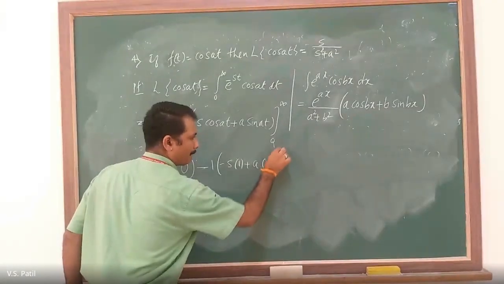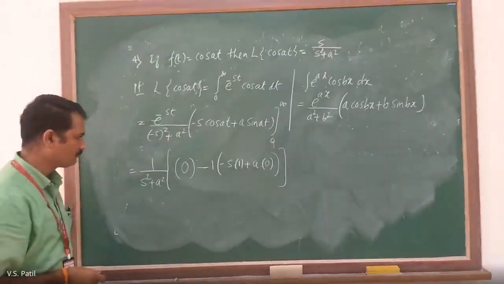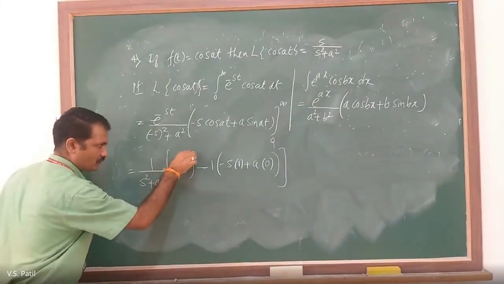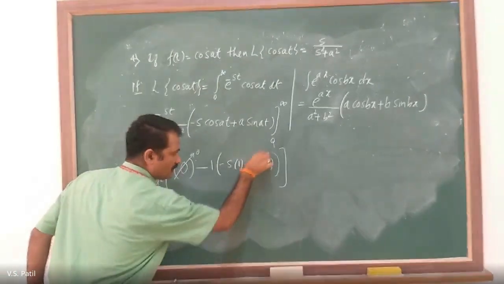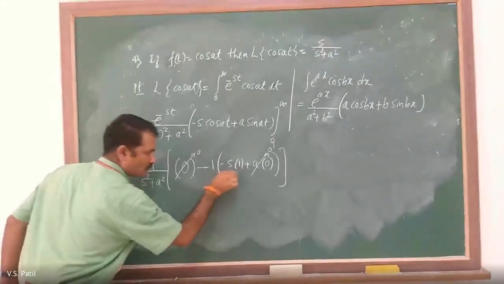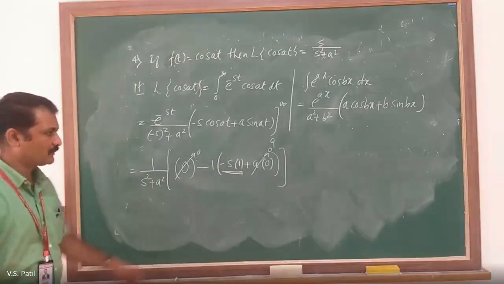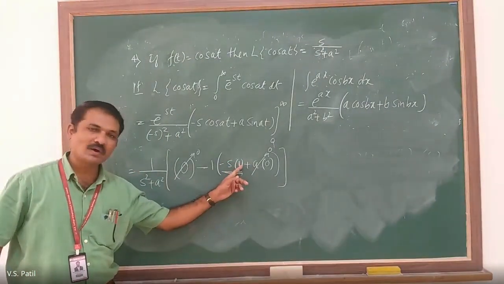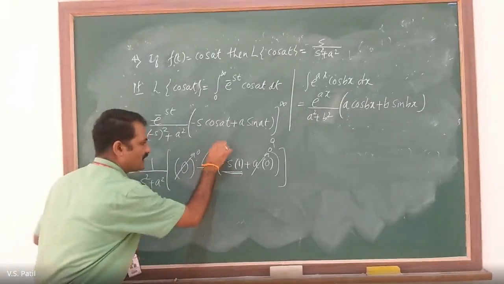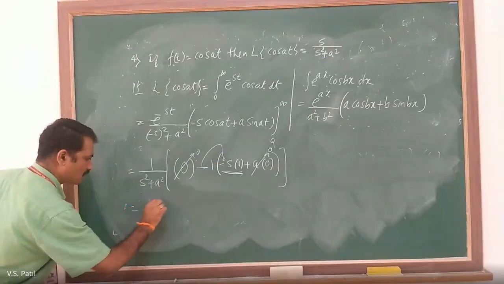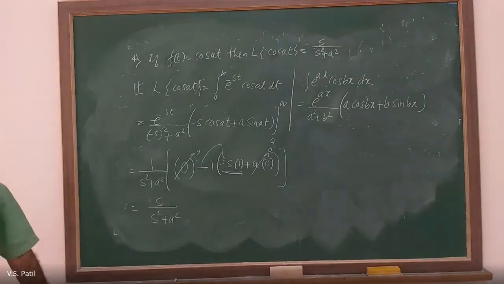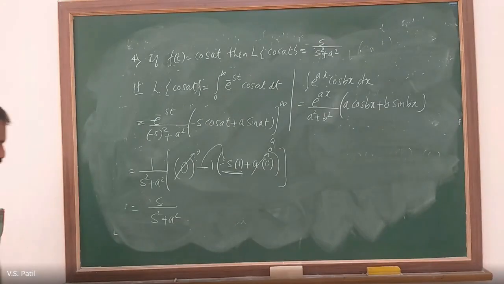So this term is 0. You are left with only this term. So s into minus s into 1 is minus s. Then minus into minus is plus. So finally what you will get? s divided by s square plus a square.